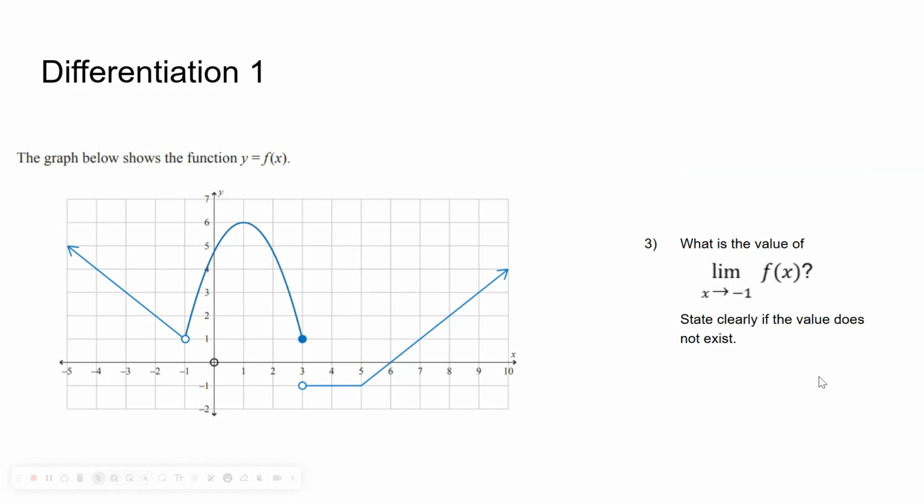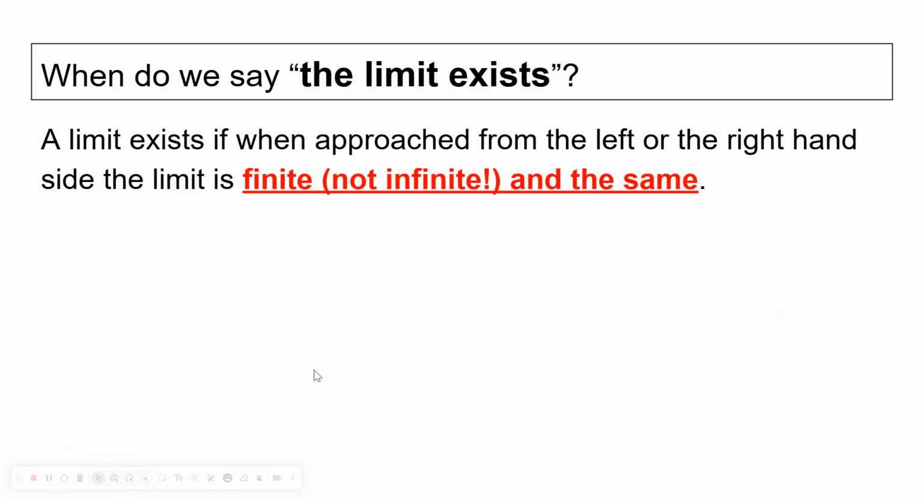Next, number 3 is limit. When x approaches -1, do we have a value for the limit, or if it's not existing, you have to state that it's not existing. Let's go to the next slide. The limit exists if the value is approached from the left and right at the point and arrives at the same value, then you can say the limit exists. But if it's infinite, you can't really say the limit exists.